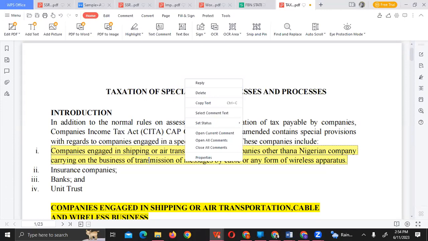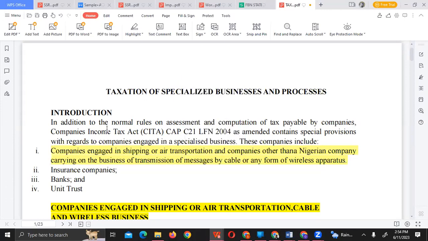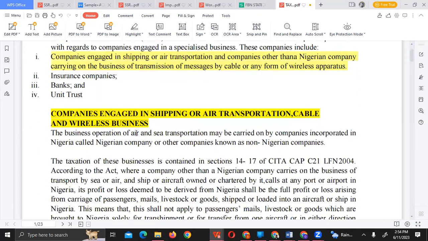Those are the special businesses that we'll be looking at, because special provisions are made for them in order for us to compute their tax liability. Are we together, please?